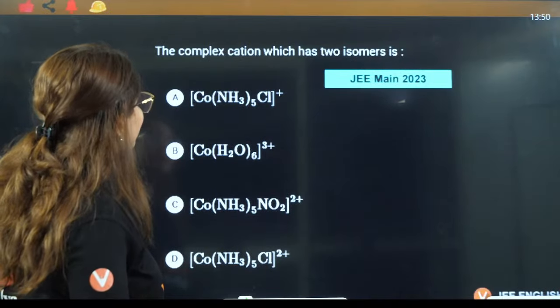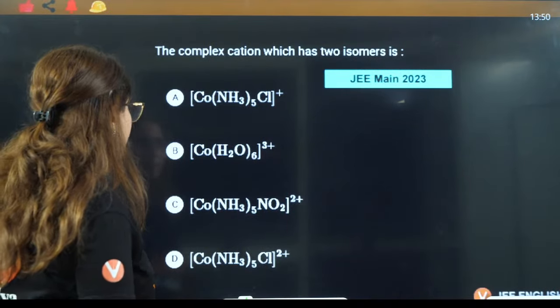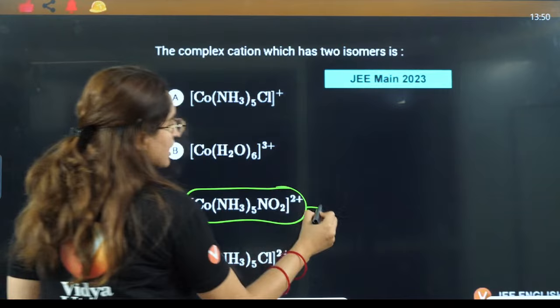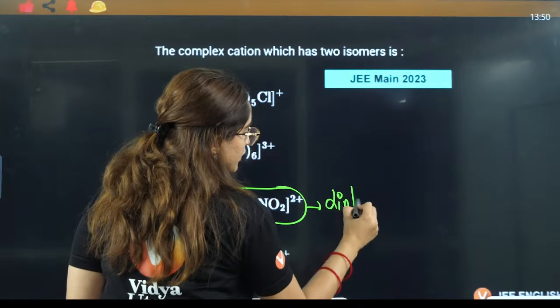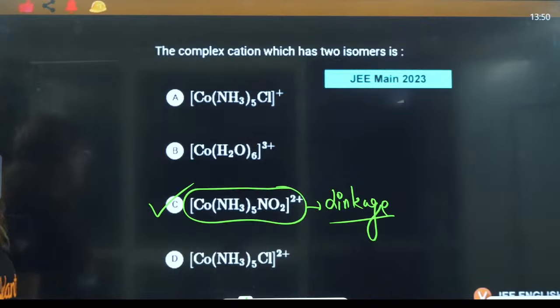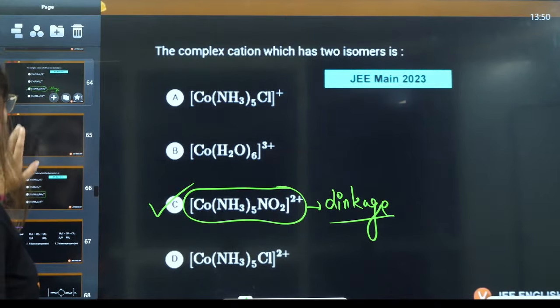The complex cation which has two isomers. See, this will have two isomers, that is linkage isomerism. Okay, this will have the linkage isomerism, that is because of the bidentate ligand. So the answer is going to be C.